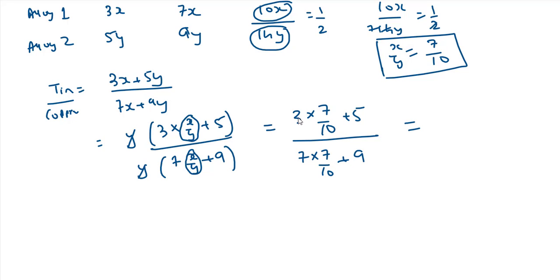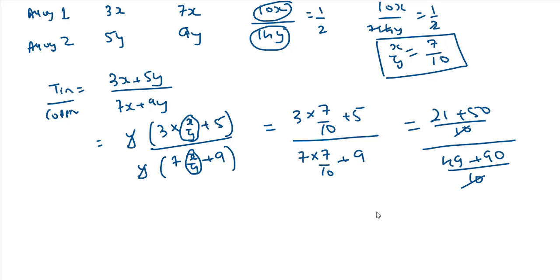So the numerator will become 3 into 7, 21. We'll multiply this 10 by 5, so we'll get 50, and this will be divided by 10. And in the denominator we'll get 7 into 7, which will be 49. And this 10 will multiply with this 9, we'll get 90 over here. And this thing will be divided by 10. 10 and 10 will cancel out. We'll get 71 in the numerator. And in the denominator we'll get 90 plus 49, that will be 139. So the ratio of tin and copper in the final mixture will be 71 upon 139.